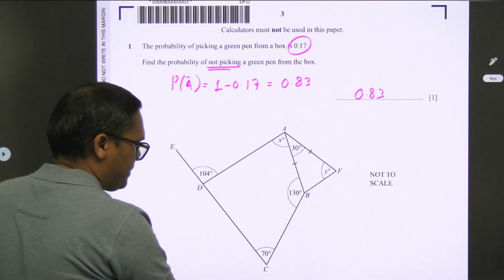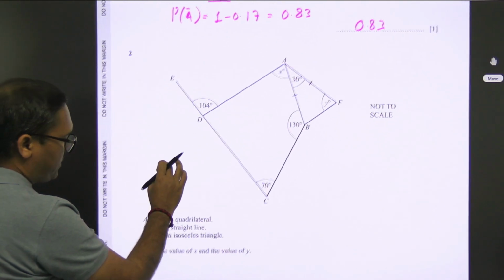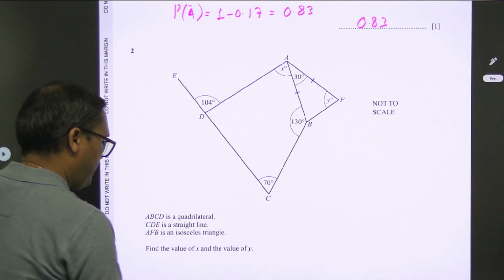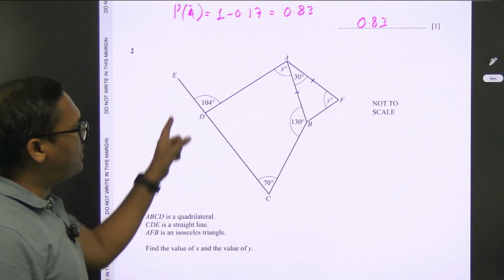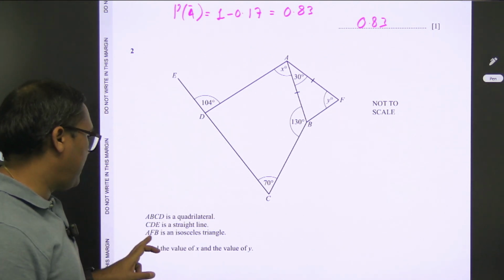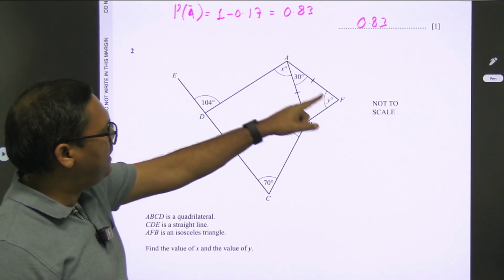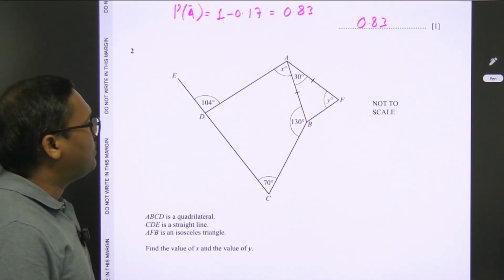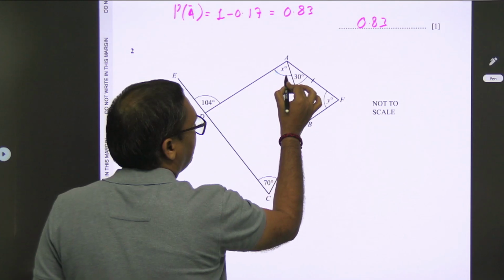Now let's take the next question. Here the question is on geometry, the triangles. ABCD is a quadrilateral. You can see CDE, CD is a straight line. AFB is an isosceles triangle. You have to find the value of x and y.